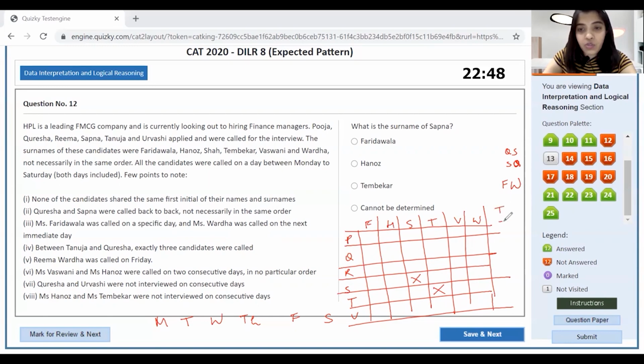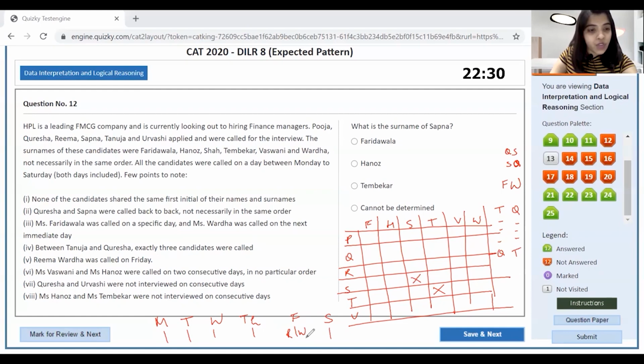So either we have Tanuja dash dash dash Quresha or we have Quresha dash dash dash Tanuja. These are the 2 possibilities. Then we have Rima Wardha was called on Friday. Now we have something that is very absolute here. Let's just create divisions for names and surnames. Rima Wardha was called on Friday.